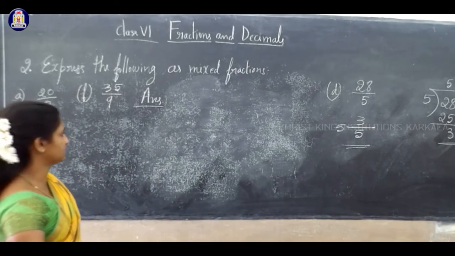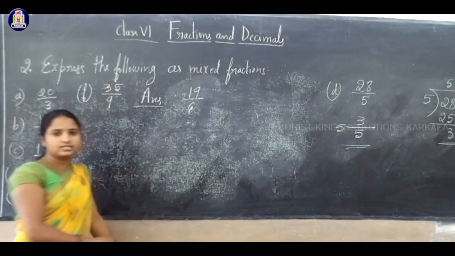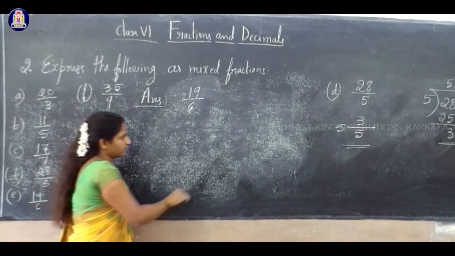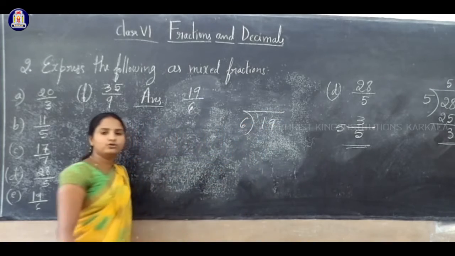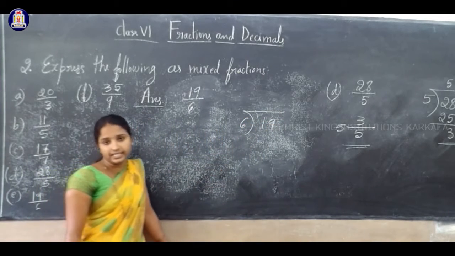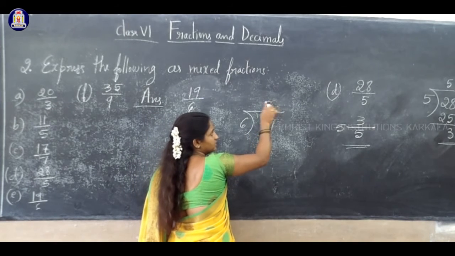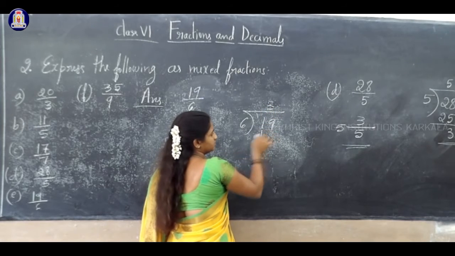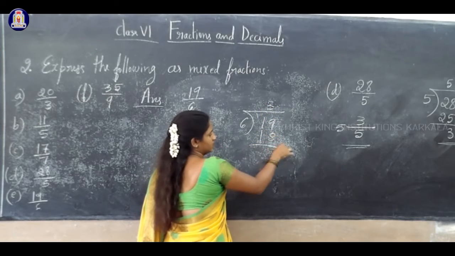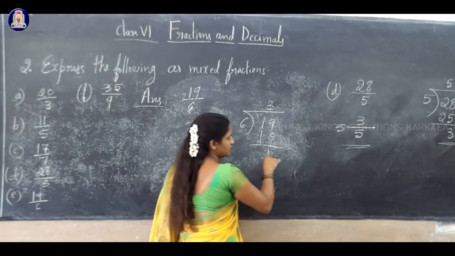19 by 6. Is it correct? Yes, 19 by 6. So this is an improper fraction. So first divide 19 by 6. Okay? You know that 6 how much are 19? 6 3s are. Is it possible? 6 3s are, is it? Okay? Yes. Now subtract: 6 3s are 18. So 19 minus 18 is 1.